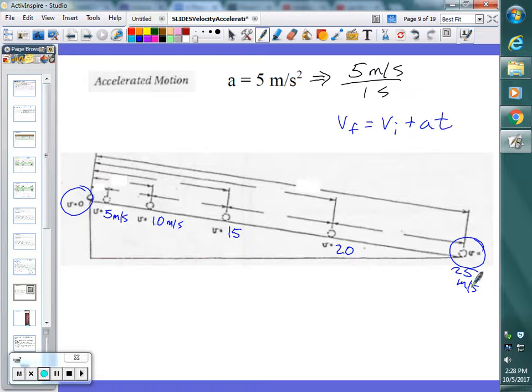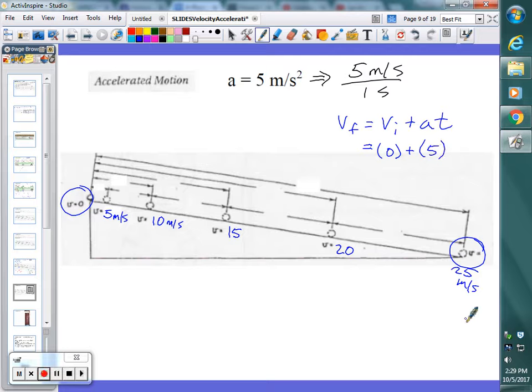Remember that this equation here will give us the instantaneous velocity at any point in time, if we know the other things. What was the initial velocity of the ball at the top of the ramp? 0. So that gets plugged in here. We said the ramp was tilted in a way that it gave us an acceleration of what? 5 meters per second squared, so that goes there.